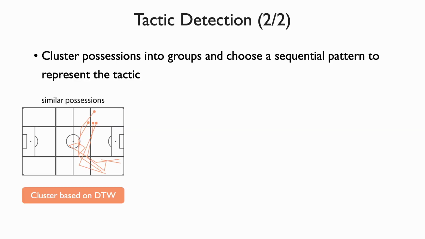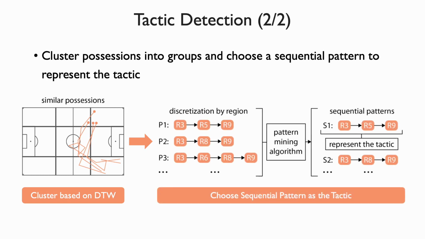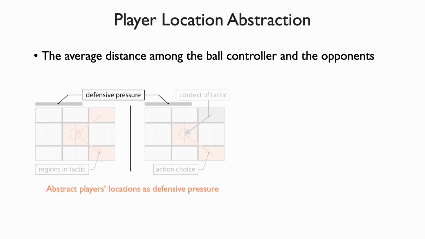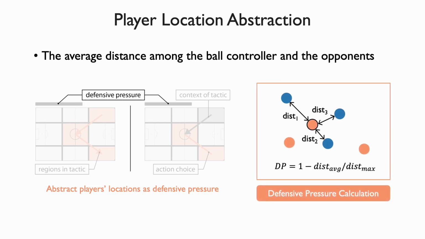To identify the tactic, we find the possessions that the actions belong to and cluster the possessions into groups. Then we discretize the actions of each possession in the cluster and obtain the representative sequential pattern as the tactic by the pattern mining algorithm. As for the player location, we abstract it as defensive pressure value and encode it by a gray bar chart placed along the pitch. The defensive pressure value is calculated based on the average distance between the ball controller and the opponent players.